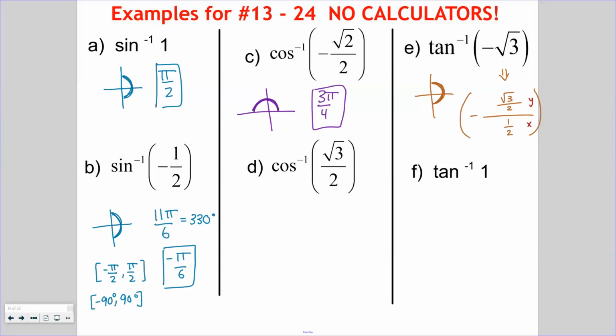Should be 5 pi over 3. But remember, 5 pi over 3 does not satisfy the range of inverse tangent. It's not between negative pi over 2 and pi over 2. We've got to express it with its negative angle. So negative pi over 3 is our final answer here.